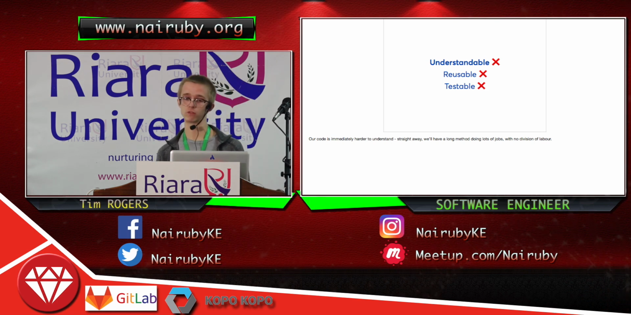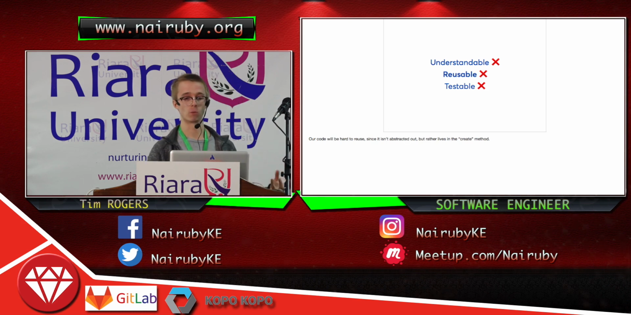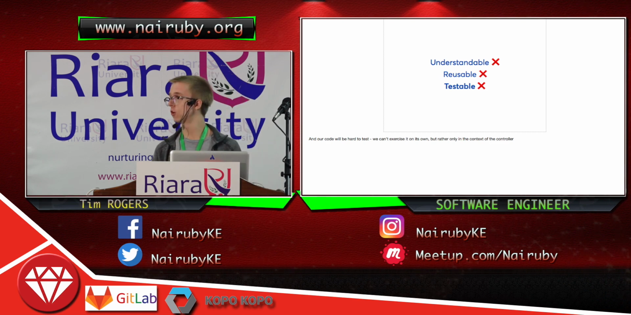Our code's also harder to reuse. The authentication part isn't abstracted out or separated away, but rather it ends up living in the create method. And thirdly, our code is hard to test. You can't exercise the authentication logic on its own, but rather only in the context of the controller. That means that you're forced to use integration tests rather than being able to simply unit test in a faster way.